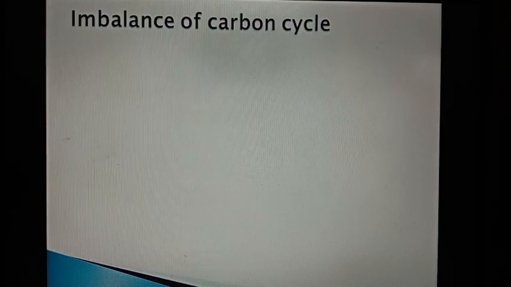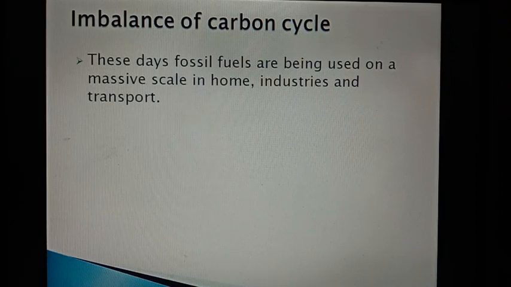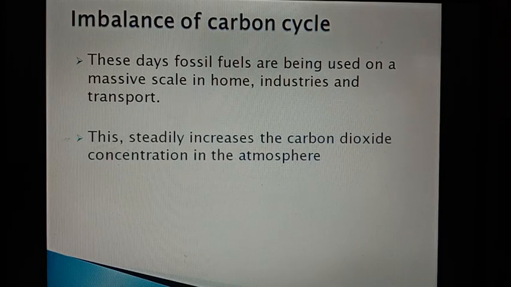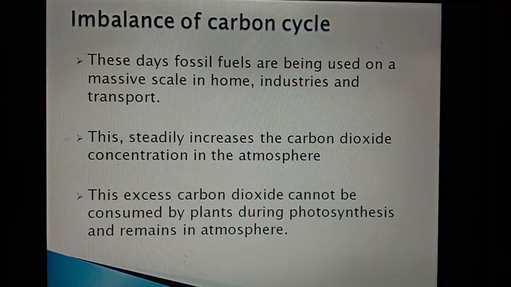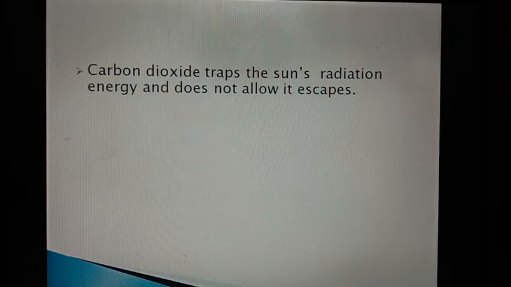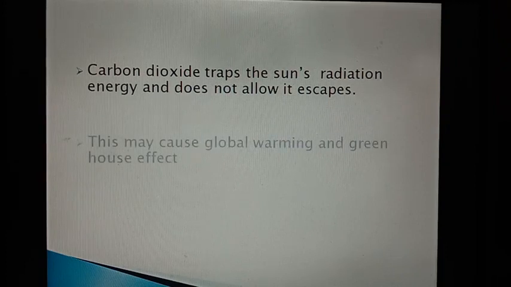The next is imbalance of the carbon cycle. We all know these days fossil fuels are being burnt on a massive scale in homes, industries and transport. This steadily increases the carbon dioxide concentration in the atmosphere. This excess carbon dioxide cannot be consumed by plants during photosynthesis and remains in the atmosphere. Carbon dioxide traps the sun's radiation energy and does not allow it to escape, which causes global warming and a greenhouse effect.